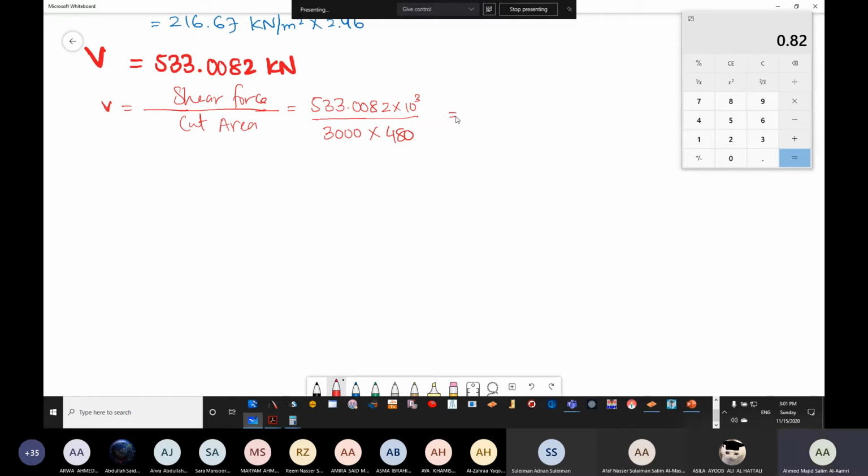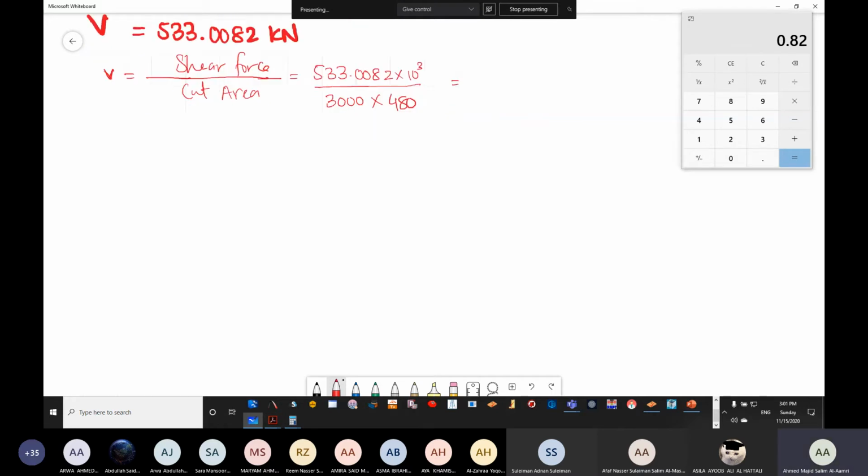Shear stress can be calculated in any unit, and I told you that we are calculating it now in Newton per millimeter square. So now it's in millimeter. Okay.